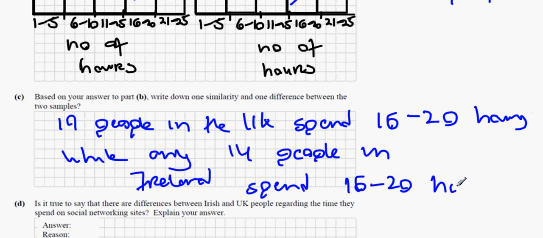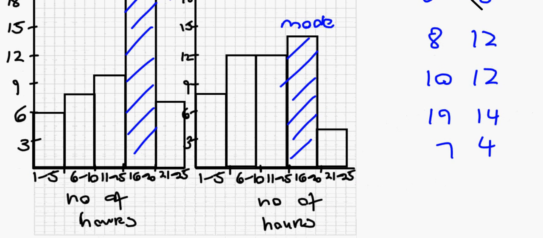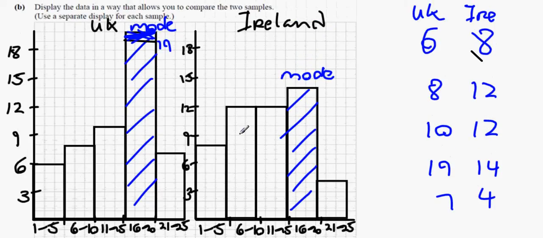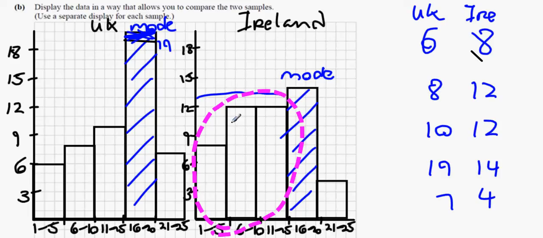Now, another difference could be, you can pick any one of them you want. You can say that a higher amount of Irish people spend less time. So if you look at this area here, a higher amount of Irish people spend a lower amount of time on these networking sites. So that's another difference.